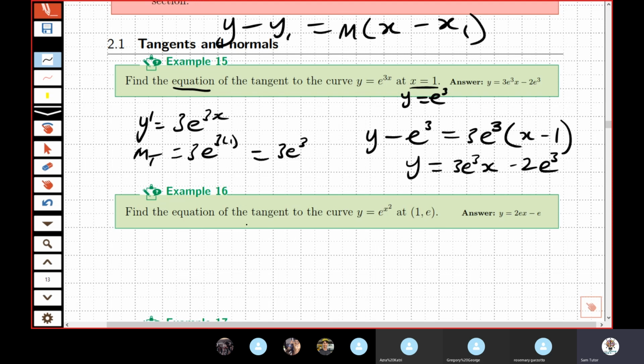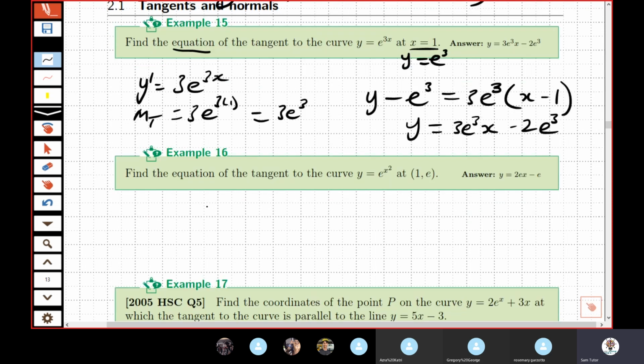Okay. Find the equation of the tangent. So you've already got the point, which is not a problem. You just need to do y dash. Y dash is e^(x squared). Differentiate the x squared, which is 2x. To find the gradient of your tangent, you sub in your point of 1 into here. So that's 2e.